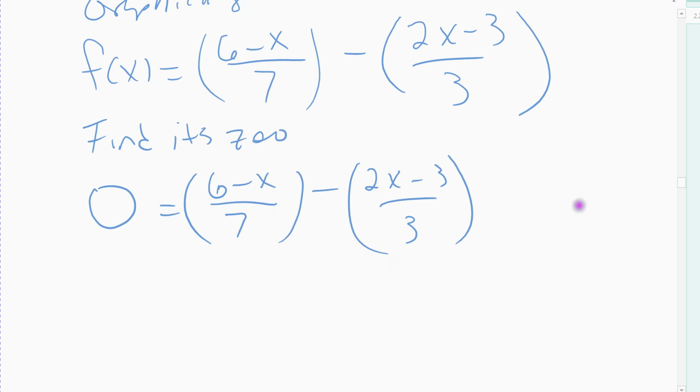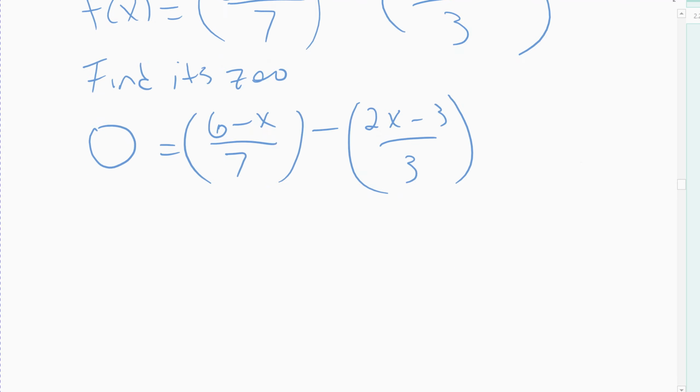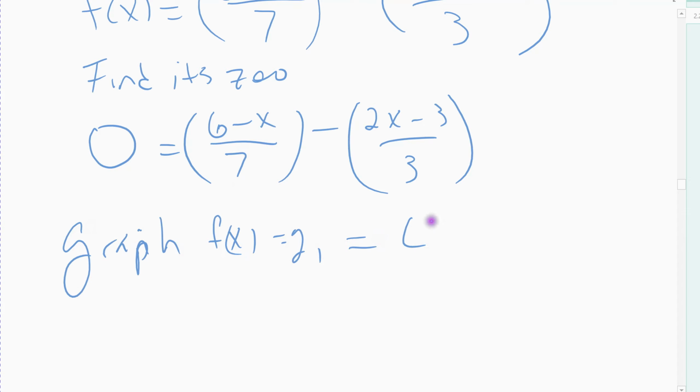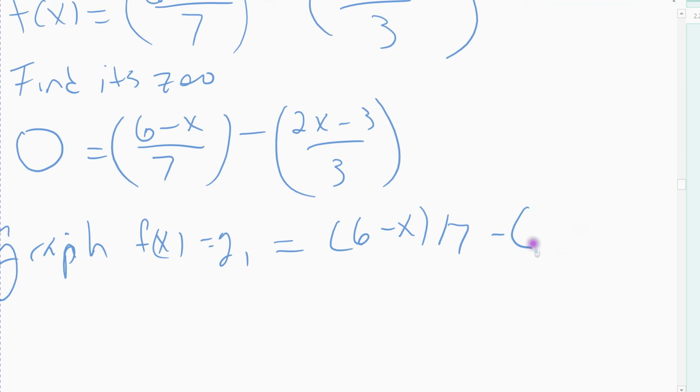All right, so in order to solve this graphically, to find the 0, what I'm going to do is graph the function. That's going to go into my y1 spot. Now this one you have to be careful when you graph it into the calculator. 6 minus x divided by 7 has to go in the first spot, and then subtract parentheses 2x minus 3 divided by 3. You need to have parentheses around the numerators. So the 6 minus x in parentheses divided by 7, minus parentheses 2x minus 3 divided by 3. And that's how I'll plug it into the calculator.